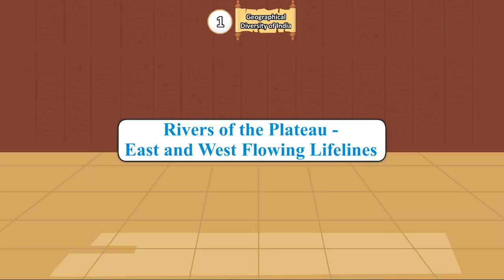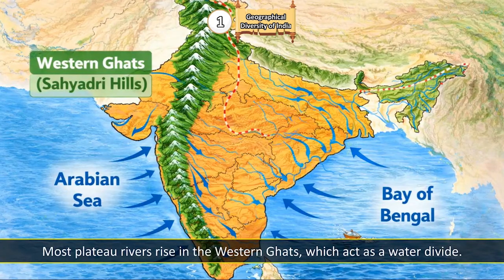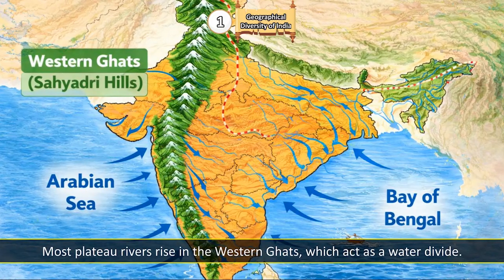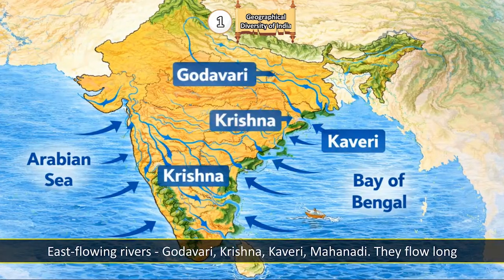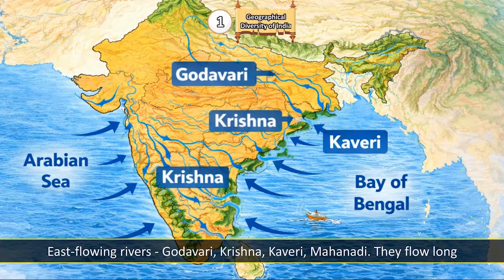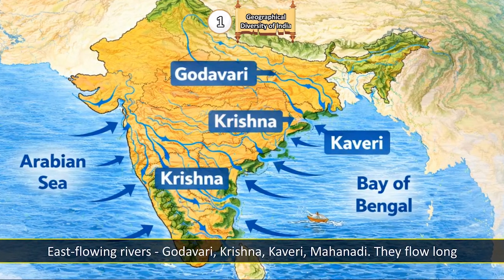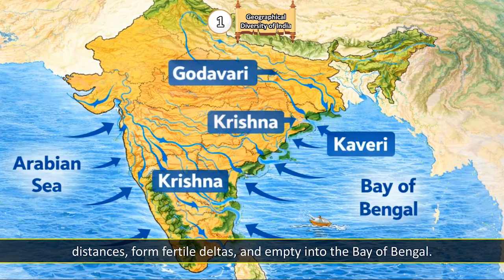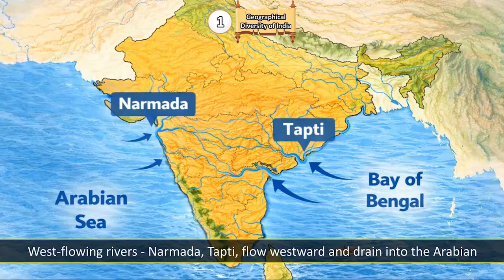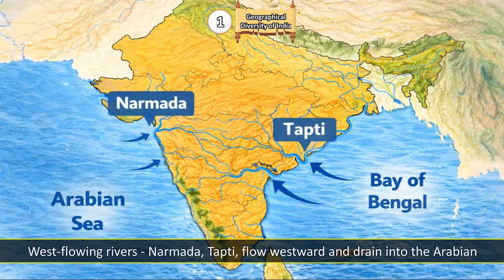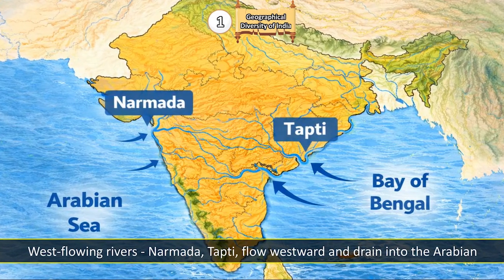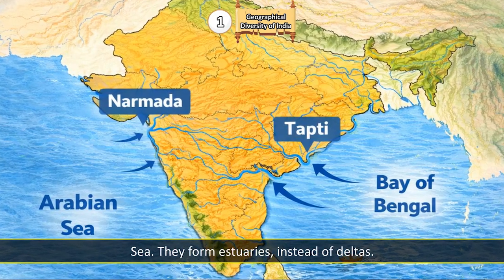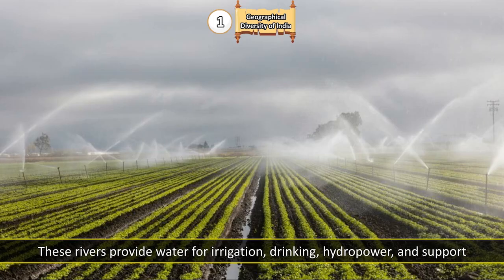Rivers of the plateau: east and west flowing lifelines. Most plateau rivers rise in the Western Ghats, which act as a water divide. East-flowing rivers: Godavari, Krishna, Kaveri, Mahanadi. They flow long distances, form fertile deltas, and empty into the Bay of Bengal. West-flowing rivers: Narmada, Tapti, flow westward and drain into the Arabian Sea. They form estuaries instead of deltas.